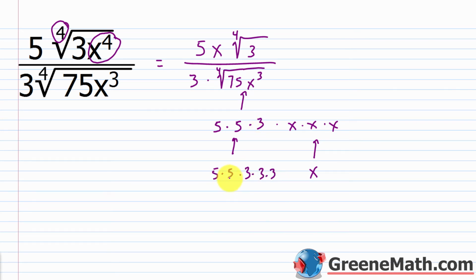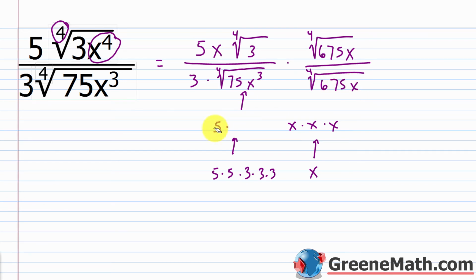So that's 5 times 5, which is 25, times 3, which is 75, times 3 again, which is 225, times 3 one more time, which is 675. So we'll need to multiply this by the 4th root of 675 and then x. Okay, we'll do that to the numerator and denominator. All right, let's erase this and let's crank this out.